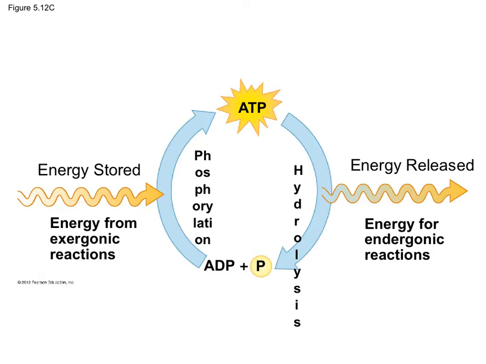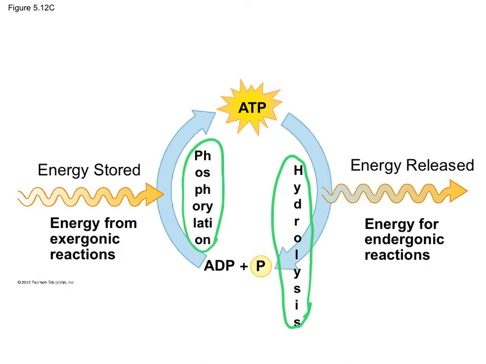When we were learning about energy coupling, those exergonic reactions driving endergonic reactions, more specifically, when we're talking about ATP, there are two reactions here, one called phosphorylation and the other called hydrolysis. ATP is a molecule that's constantly being regenerated. In an exergonic reaction, one of those phosphate bonds is broken and energy is released. And in endergonic reactions, a phosphate is put back on.